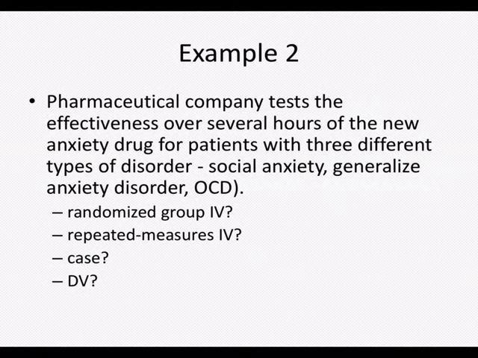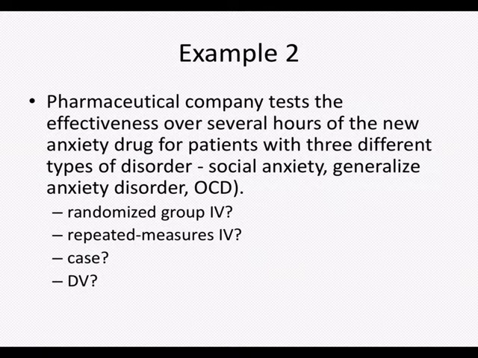Okay, so maybe this is a bit, let's take out the randomized. What's the between group IV? Social anxiety, general anxiety disorder, OCD. Yeah, so the type of disorder, yes. And what's the repeated measures IV? Time, yes, so assessed over several hours.